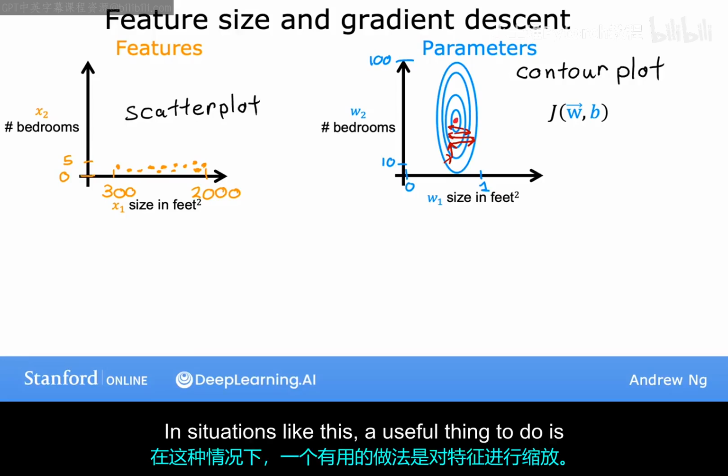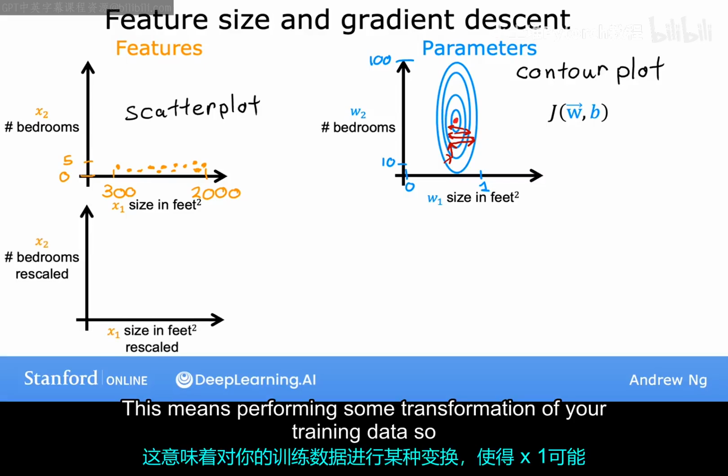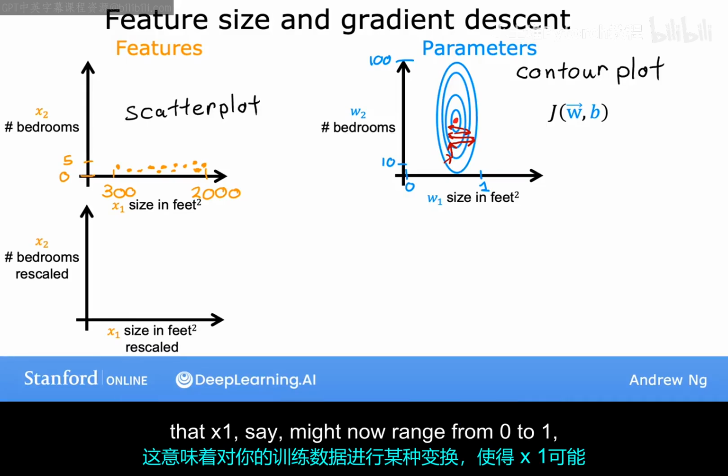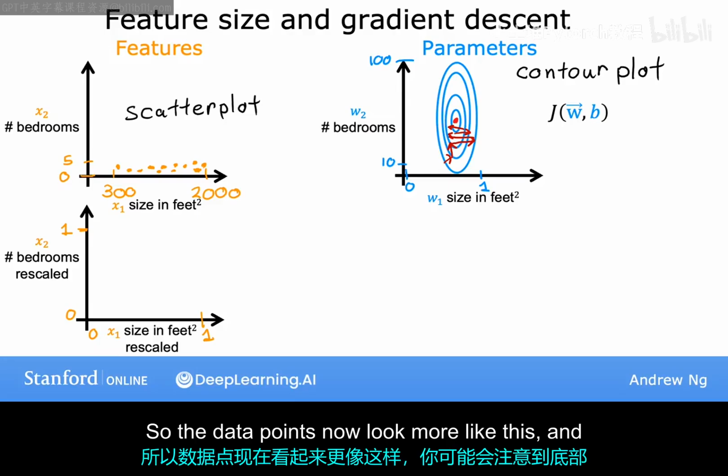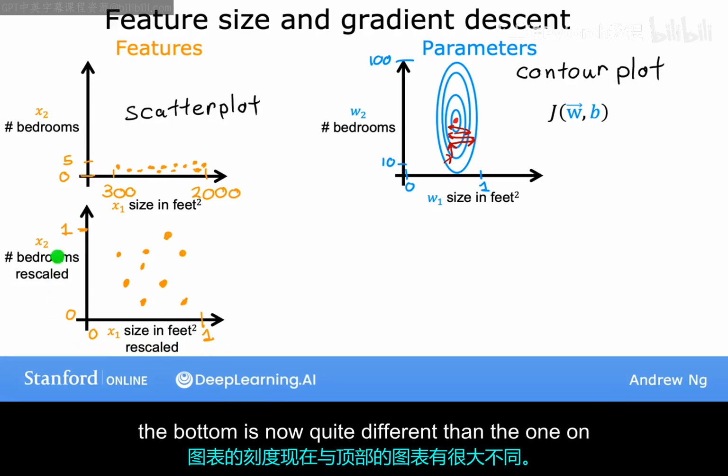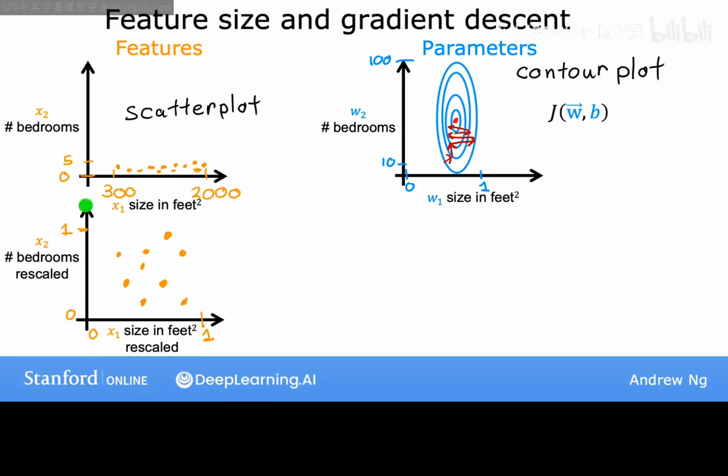In situations like this, a useful thing to do is to scale the features. This means performing some transformation of your training data so that x1, say, might now range from 0 to 1, and x2 might also range from 0 to 1. So the data points now look more like this, and you might notice that the scale of the plot on the bottom is now quite different than the one on top.